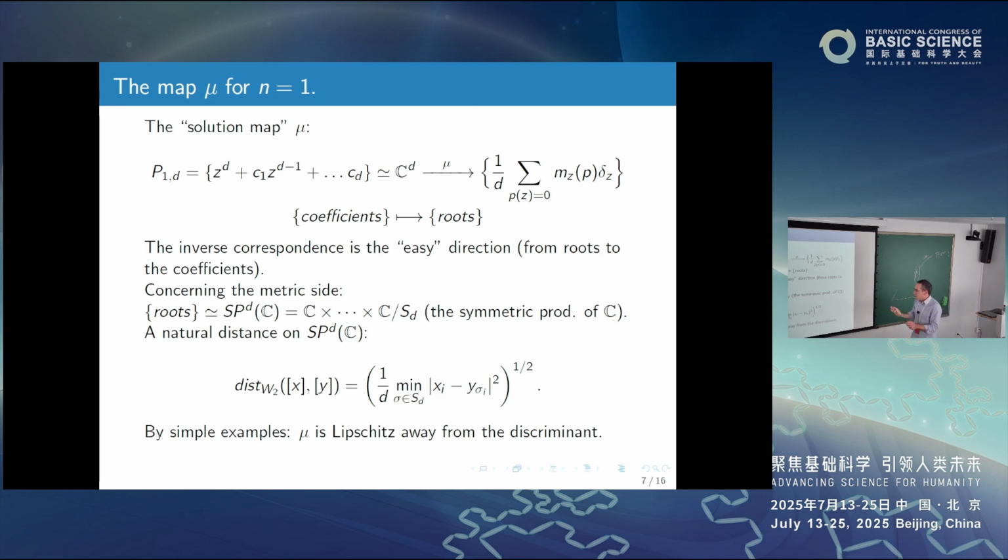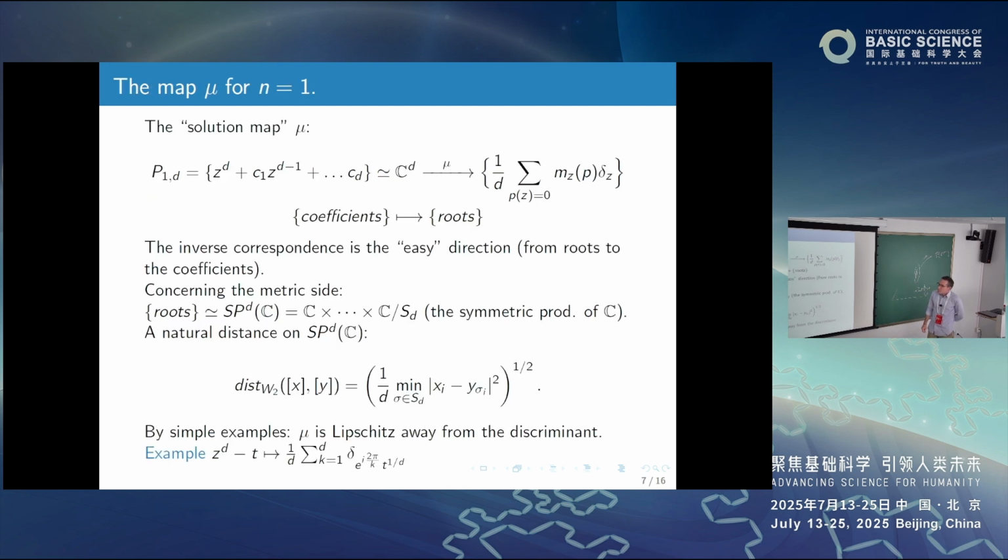Again, thinking about what happens in dimension 1, you also want to relate this distance to what is going on close to the discriminant. This distance will be Lipschitz away from the discriminant, but when you arrive at the discriminant, you might have just Hölder continuity.